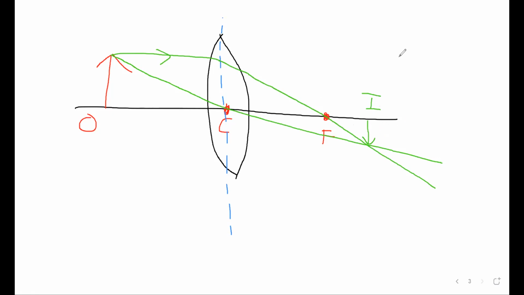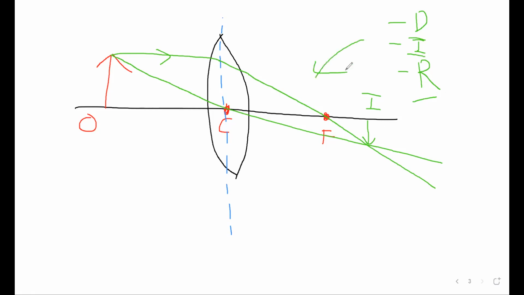And usually if they ask this, right, they'll also ask you to characterize the images, right? Look at this here, obviously it is diminished, right? Because big to small, right? Look at this here, obviously it is inverted because it's pointing up and this is pointing down. And finally, it is definitely going to be real because the image is formed by real light. You can see that these solid lines here converge, right, to form this image. That's why the characteristic is going to be diminished, inverted, and also real.